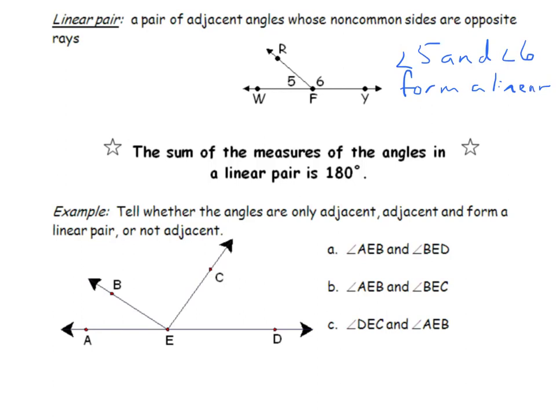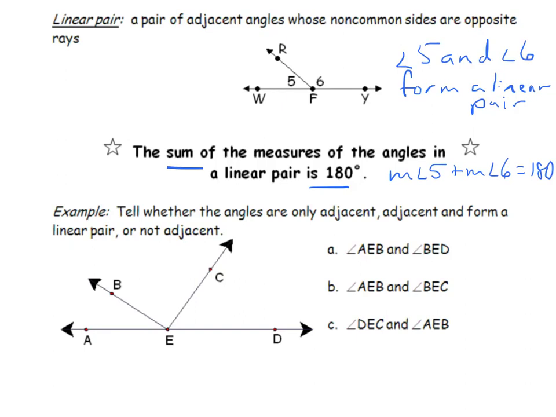Now, very important, in the bold, if you see this, it does say that the sum of the measures of the angles in a linear pair is 180 degrees. That would mean that the measure of angle 5 plus the measure of angle 6, in this case, would equal 180 degrees. Because it makes sense, they actually form somewhat of a straight angle, therefore it should be 180 degrees.